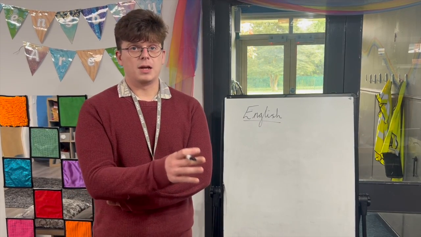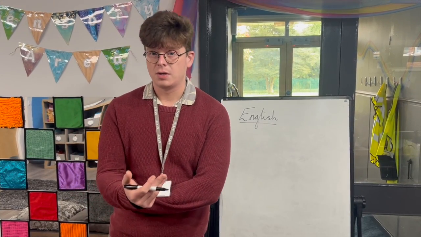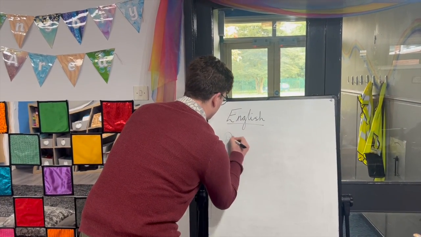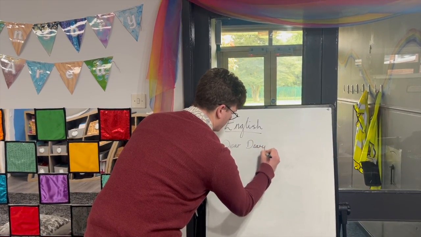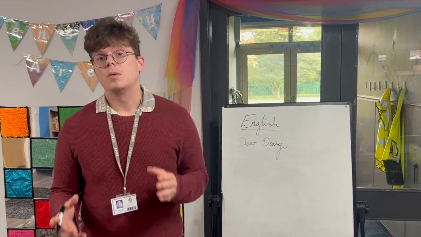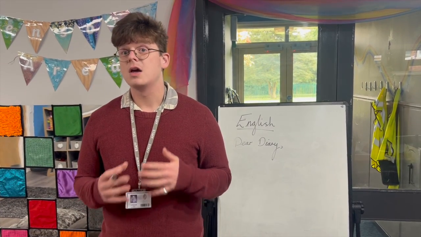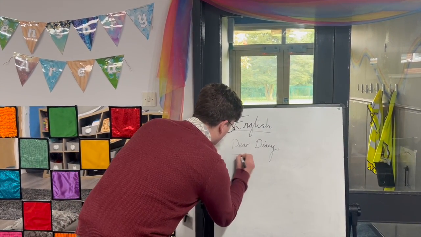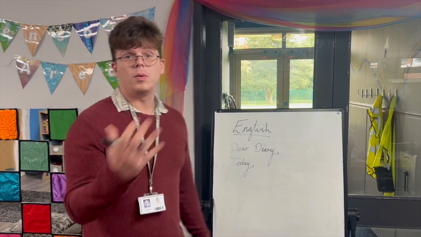So I'd just like to take a minute to show you some of the features of a diary and how we may begin to write a diary entry. So, to begin with, we always start our diary entry with Dear Diary. Now, we have been looking at expanded noun phrases in English this term, so I may open with one of those. I'm going to start with a time conjunction to tell us where we are writing from.